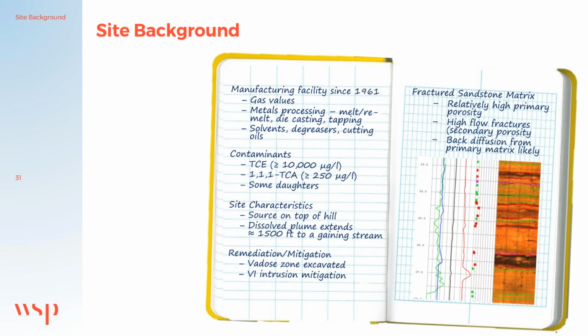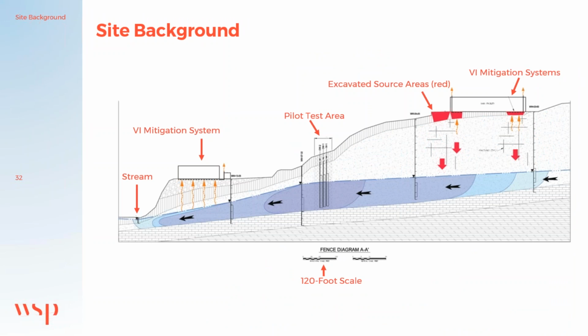This cross-section shows a site conceptual model. With the facility at the top of the hill, the pilot test area is a few hundred feet down gradient from the facility, and the plume discharges some VOCs to a stream located 1,000+ feet away from the facility. The vadose zone sources have been excavated and removed, and vapor mitigation systems have been installed in the buildings overlying the plume.